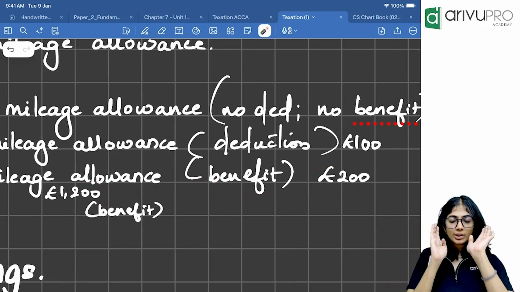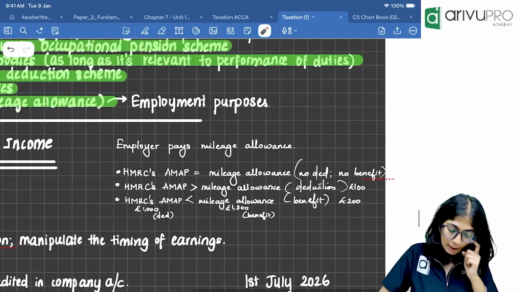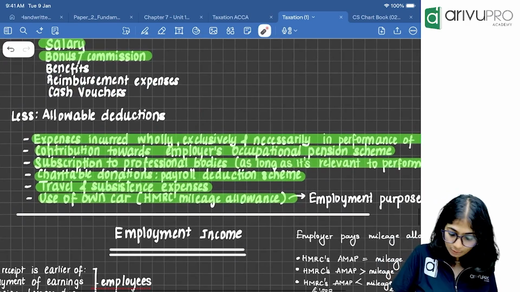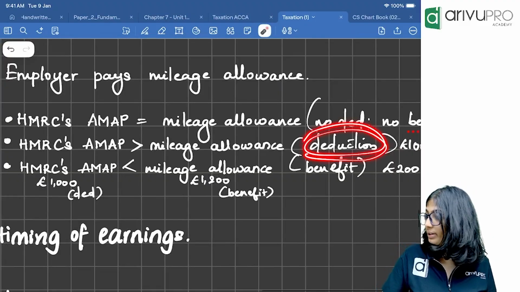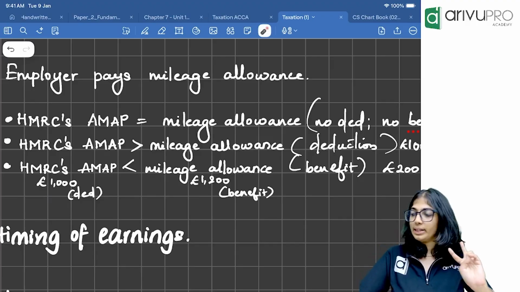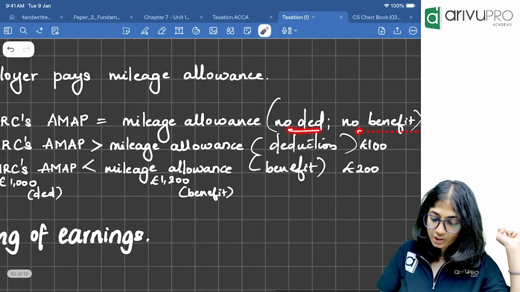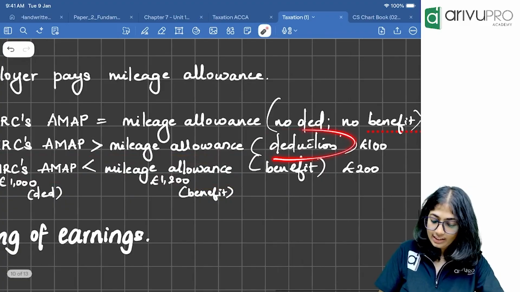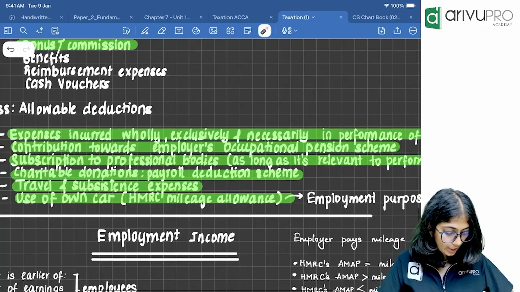There are only two words you should keep in mind. What is a taxable benefit? Okay, what will come in the upper part of this? Taxable benefits or taxable income. And what is an allowable deduction? It can either be an allowable deduction or it can be a taxable benefit. There is no in between. Only if HMRC's AMAP is equal to mileage allowance, there will be a no deduction, no benefit situation. If one is greater than the other, you'll either have a deduction or you'll have a benefit. This is one thing you have to remember.